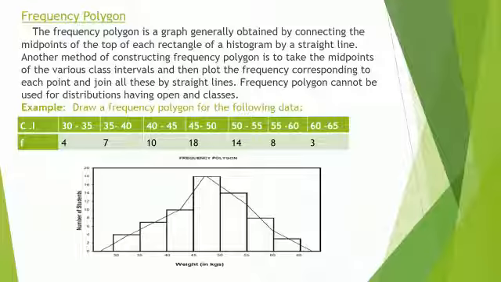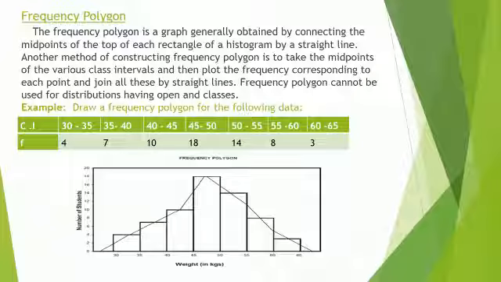Next one is frequency polygon. Frequency polygon is the easiest one. First you have to draw a histogram. Already we know how to draw the histogram, with equal class interval or unequal class interval. First you have to draw the histogram, then join the midpoints of the histogram by a straight line, which is a frequency polygon. That's all. We see the example.